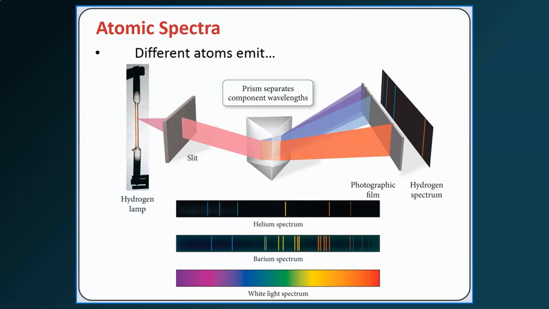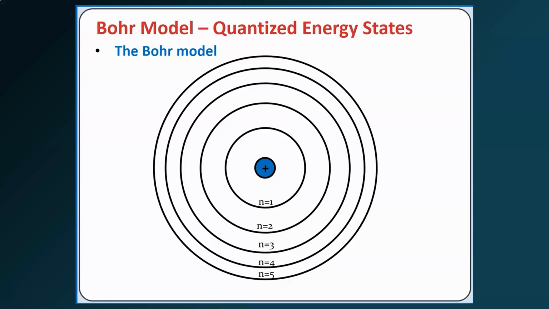Hydrogen spectrum is composed of 4 distinct wavelengths in the visible spectrum. If you perform this experiment with helium, however, you would get a different spectrum with 6 distinct wavelengths in the visible spectrum. Each atom has its own unique spectrum. If you perform this experiment with white light, you would see a continuous spectrum. The Bohr model was developed to explain these results.